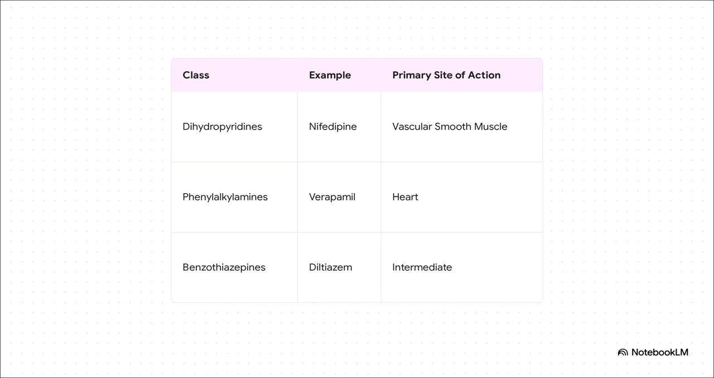Next up, the calcium channel blockers, or CCBs. These drugs work by blocking those L-type calcium channels we talked about, preventing the calcium influx that makes smooth muscle contract. But here's the thing: not all CCBs are the same. As this table shows, they fall into 3 classes with different preferences. The dihydropyridines, like nifedipine and amlodipine, are much more selective for vascular smooth muscle, which makes them great vasodilators for treating hypertension. The phenylalkylamines, like verapamil, are more selective for the heart itself, where they slow the heart rate and reduce how hard it squeezes, which is useful for arrhythmias. And then the benzothiazepines, like diltiazem, are kind of in the middle, affecting both the heart and the blood vessels.